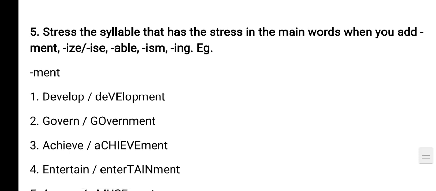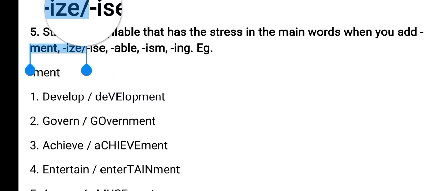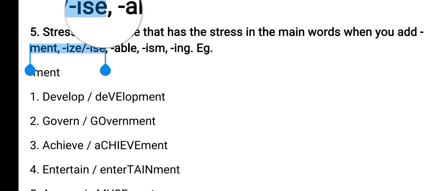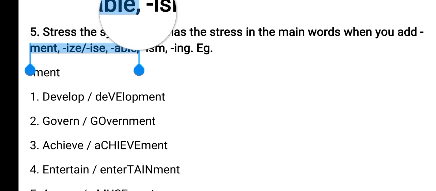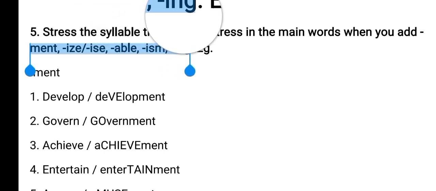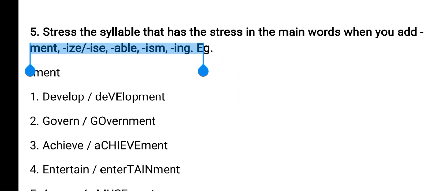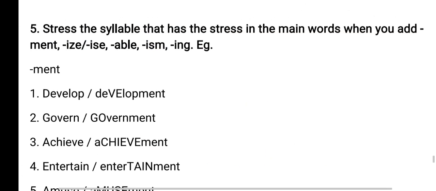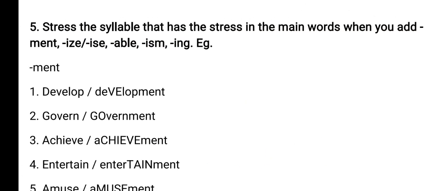I want to be very fast. When you have any word, please remember, please take note. Any word at all that ends in MENT, IZE or ISE, ABLE, ISM, ING, please take notes. Take notes. This is very important. Like this one now, development. Remove the ment. Remove the ISE.